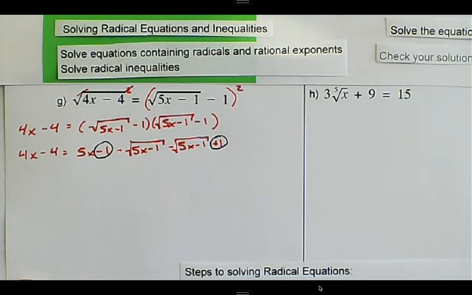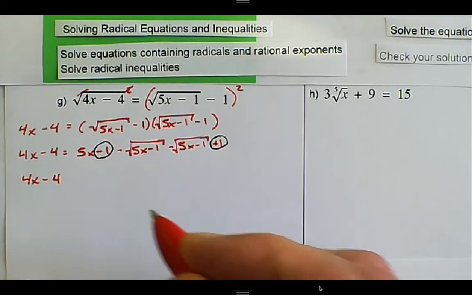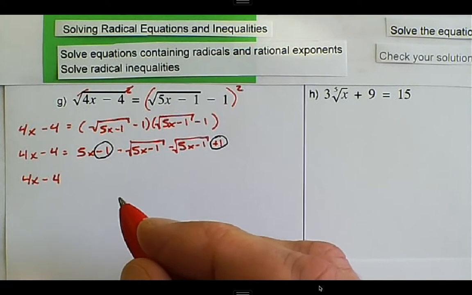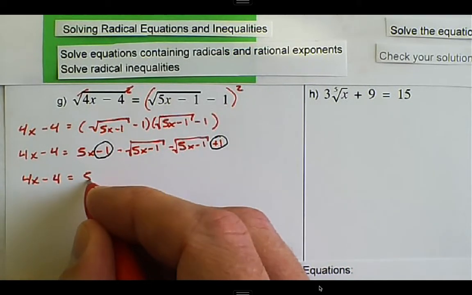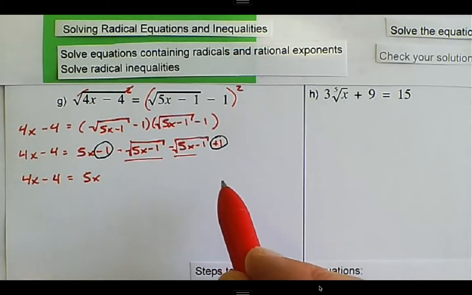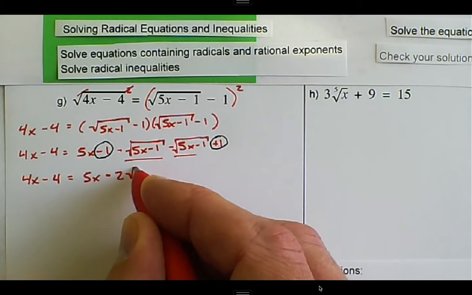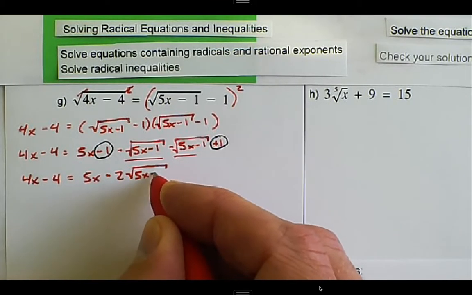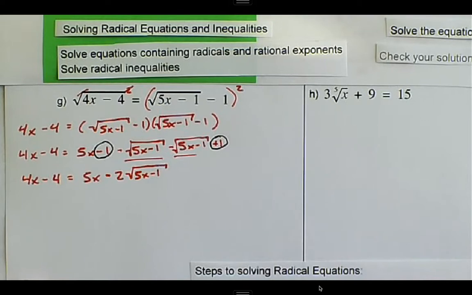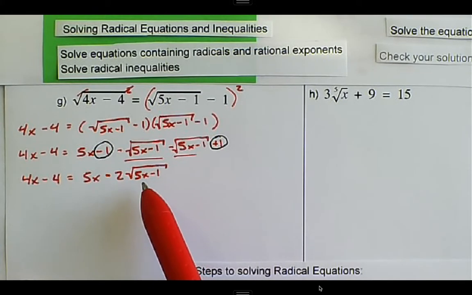So what we end up getting is 4x minus 4 equal to 5x minus 2 square root of 5x minus 1, because we have 2 of them there. So now we have another radical equation, and we need to isolate the radical on the right side all by itself. There's a couple steps that we have to do first.